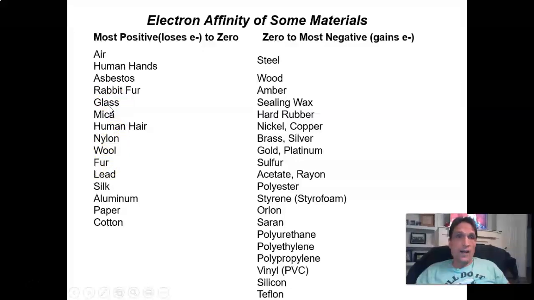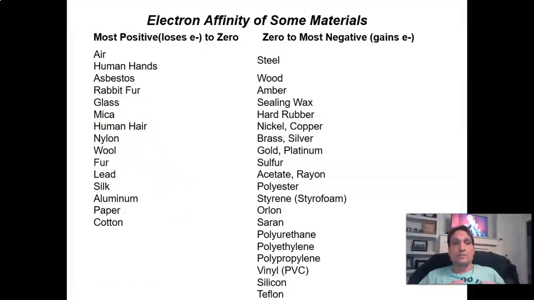So when you rub glass with fur, glass is higher, closer to the upper left. Glass gives up electrons to the fur. The fur becomes negatively charged. The glass becomes positively charged. And now when I put the positively charged glass rod near the negatively charged balloon, they tend to attract, okay?